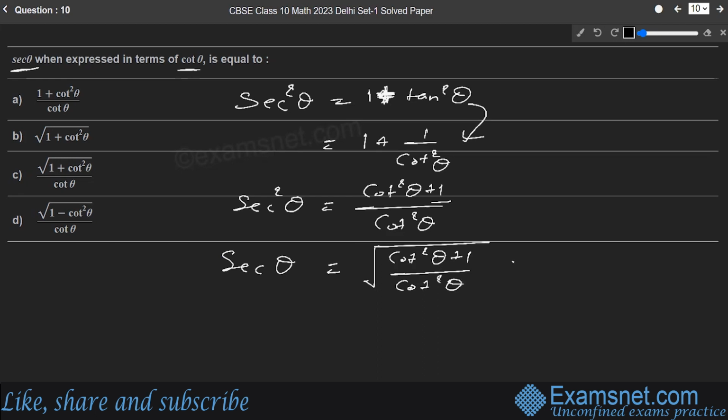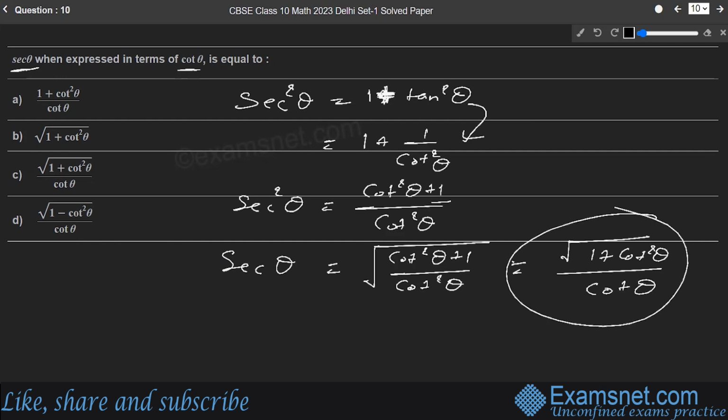If we solve this further, this gives us under root of 1 plus cot square theta divided by cot theta. That is the right expression, and which option has it? It is available in option number C: under root of 1 plus cot square theta over cot theta. And that is the right answer.